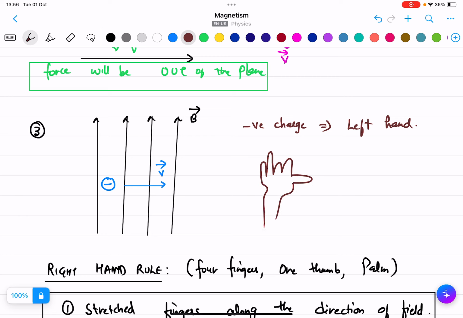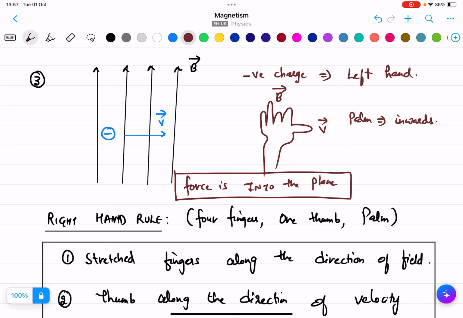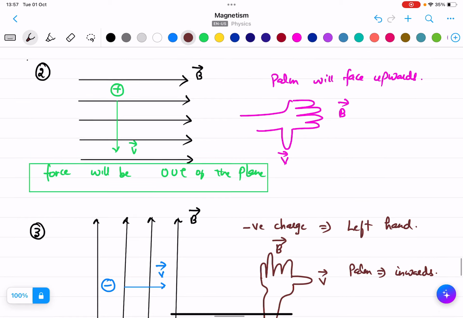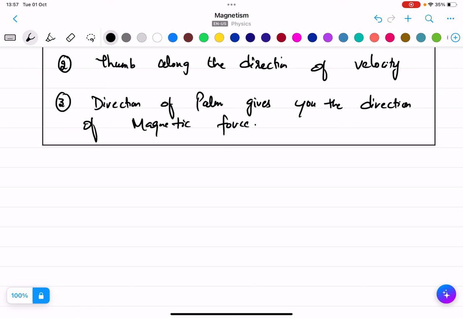Now place your left hand. This is your B and this is your V. This is my left hand here. I am just placing it. So can you tell me now the palm is facing upwards or inwards? Palm will face inwards. If palm will face inwards, that means force is into the plane. I hope these three examples are clear to you. Now we will do three more examples. Example number 4.